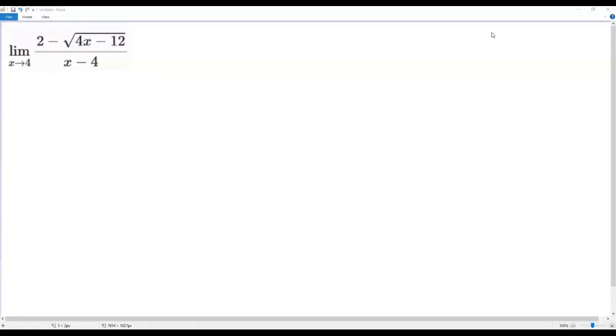Here we have an AP Calculus AB problem. We have to evaluate the limit as x approaches 4 of (2 − √(4x − 12)) divided by (x − 4). Let me directly substitute the given limit for x, that is 4.